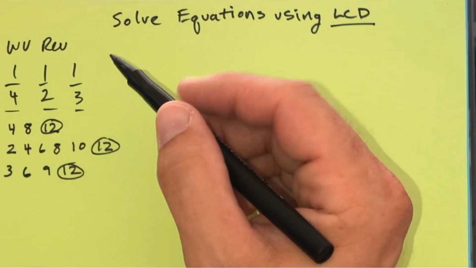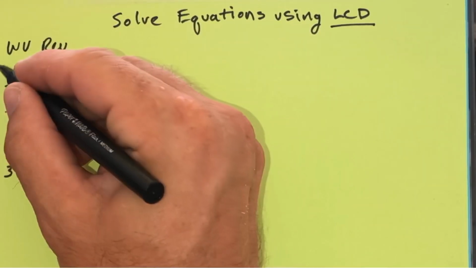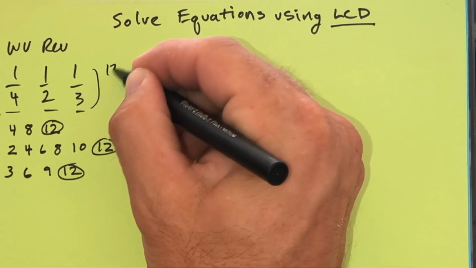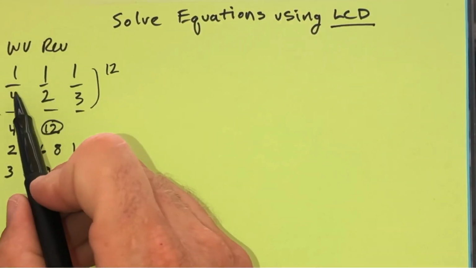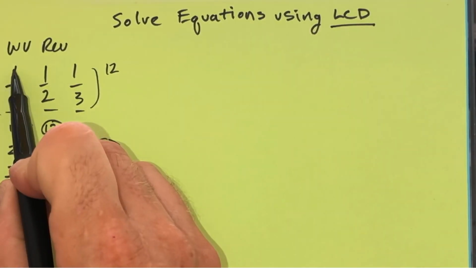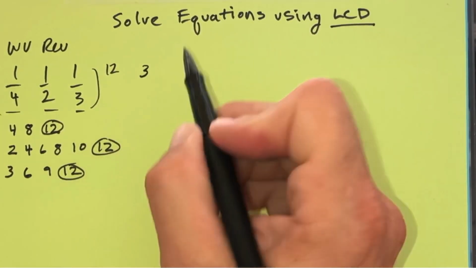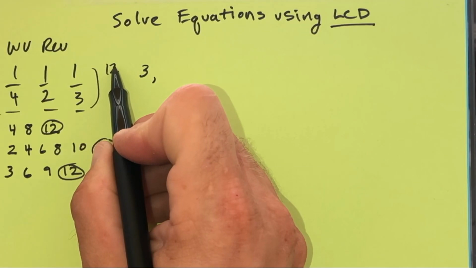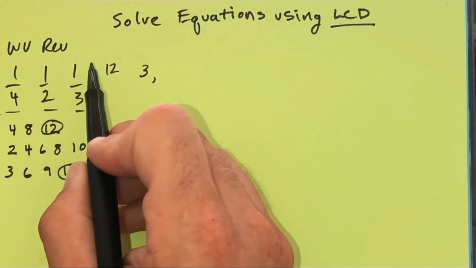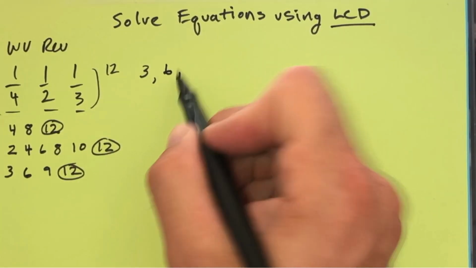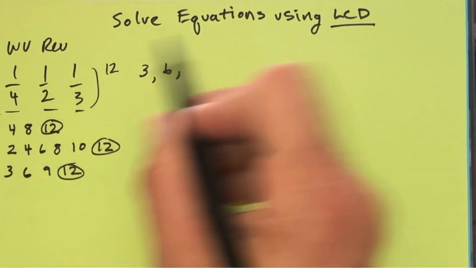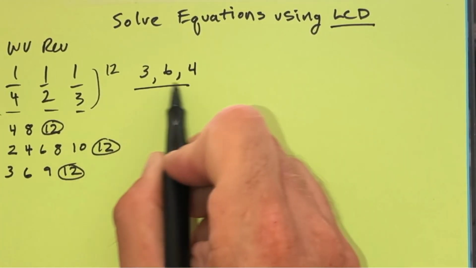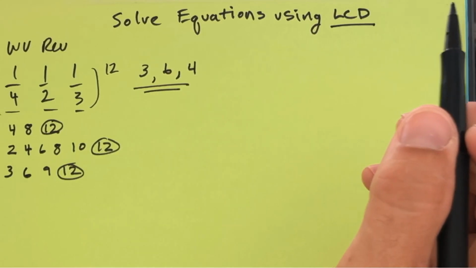Basically, what I could do is convert all three of these fractions using 12. 4 going to 12 three times, so this becomes a 3. 2 going to 12 six times, this becomes a 6, and then the 3. This is just a way where I can change the way my numbers are looking.